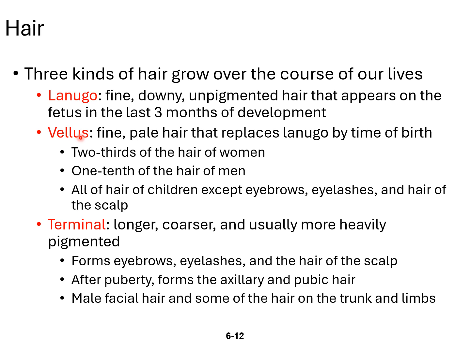Then eventually, when you get older, it's going to start turning into terminal hair. This terminal hair is going to be longer, coarser, and usually more heavily pigmented. That's why if you see kids' hair, it might be really, really blonde when they're young. But when they become 9 or 10, they start having brown or light brown to maybe black hair. That's because it's changing into terminal hair.